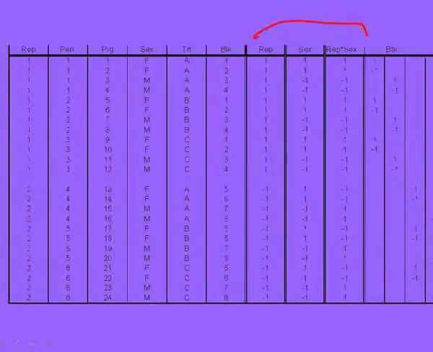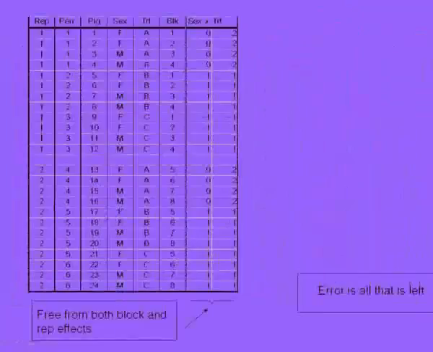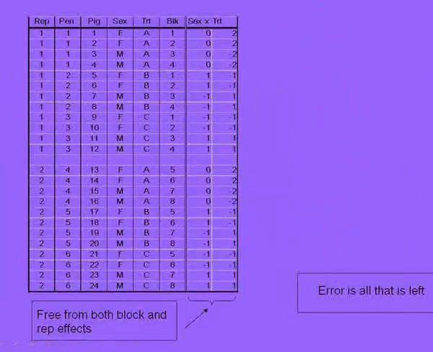3 of them are defined by this part over here, so I got 4 more. And so the 4 that I've identified over here are orthogonal to each other, and they're orthogonal to the 3 that I put out over here. So those make up the interaction between those and sex, which would make up the error for comparing sex to one another. And then if you look at the sex by treatment interaction contrast, it ends up being free from both block and replicate effects, and so the error is all that's left.